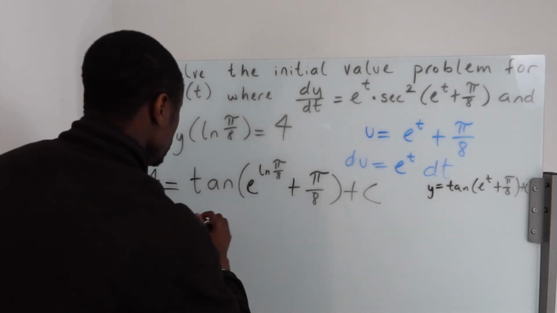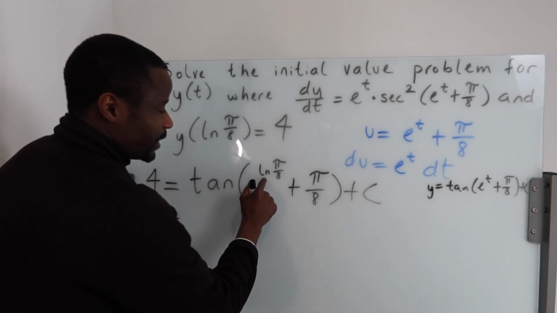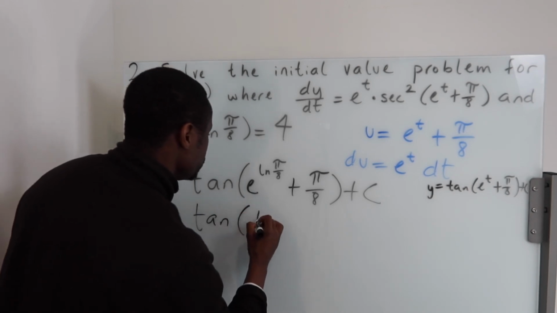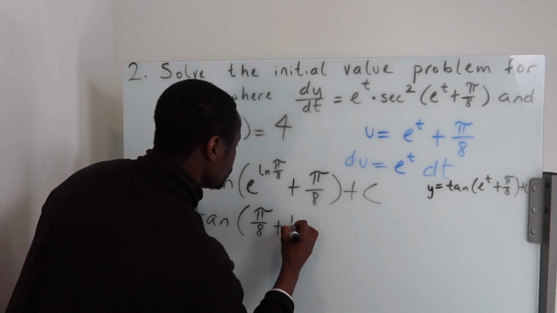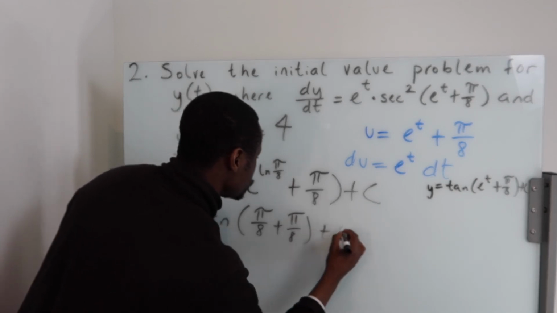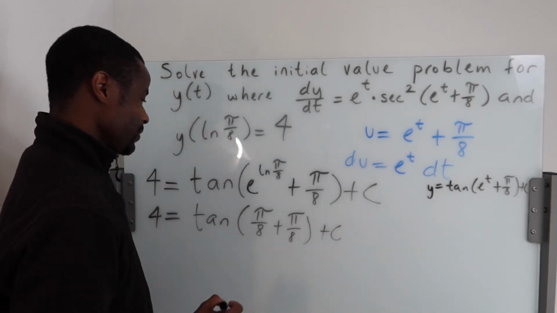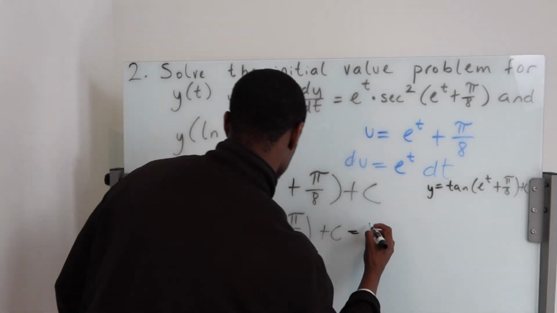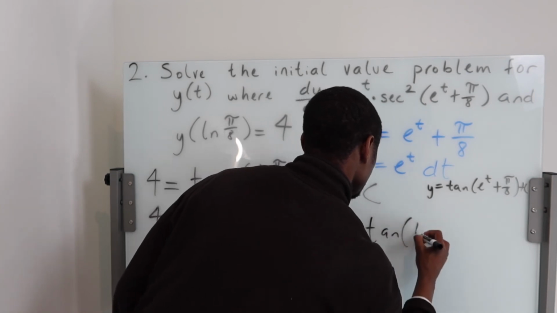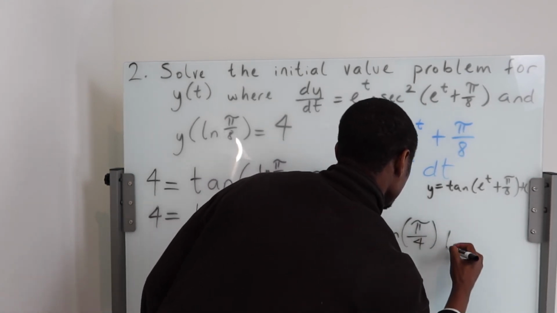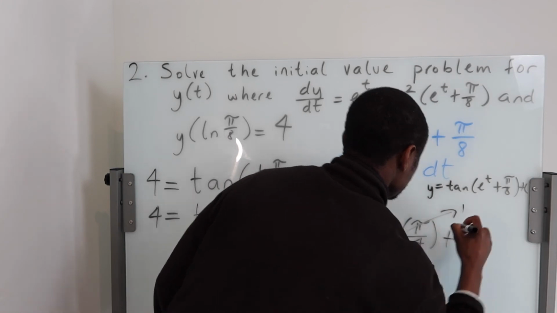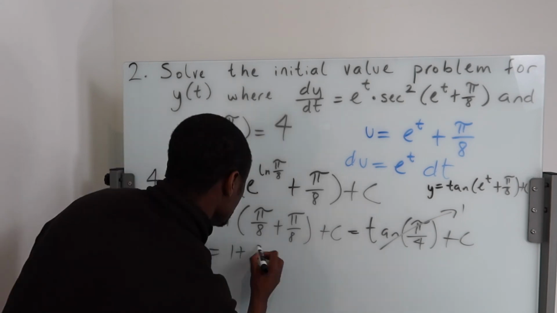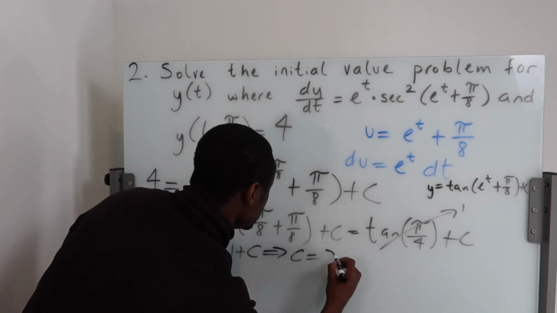We have 4 equals e to the natural log of anything. They cancel each other. That just gives me tangent of pi over 8 plus pi over 8 plus c. Pi over 8 plus pi over 8 gives pi over 4. Pi over 4 plus c. This is a 1. 45 degrees, pi over 4. Its tangent is 1. So that gives 4 equals 1 plus c, which means c must be 3.